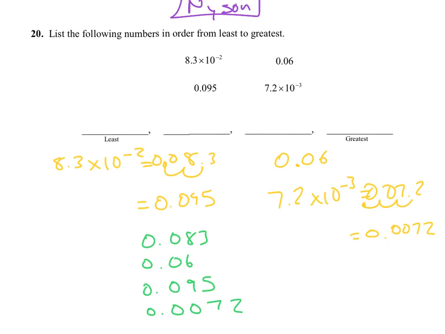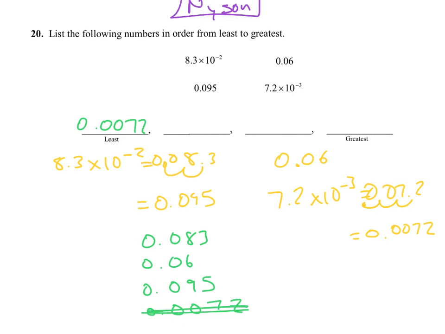Let's start off with the tenths column. Those are all zeros, so we can't tell which one is the smallest. Let's move to the hundredths column, and we've got 8, 6, 9, and 0. Out of 8, 6, 9, and 0, which one is the smallest? That is 0. So that decimal is going to go first where it says least. So our smallest decimal is 0.0072. We're done with that decimal, so let's cross it out. Goodbye.